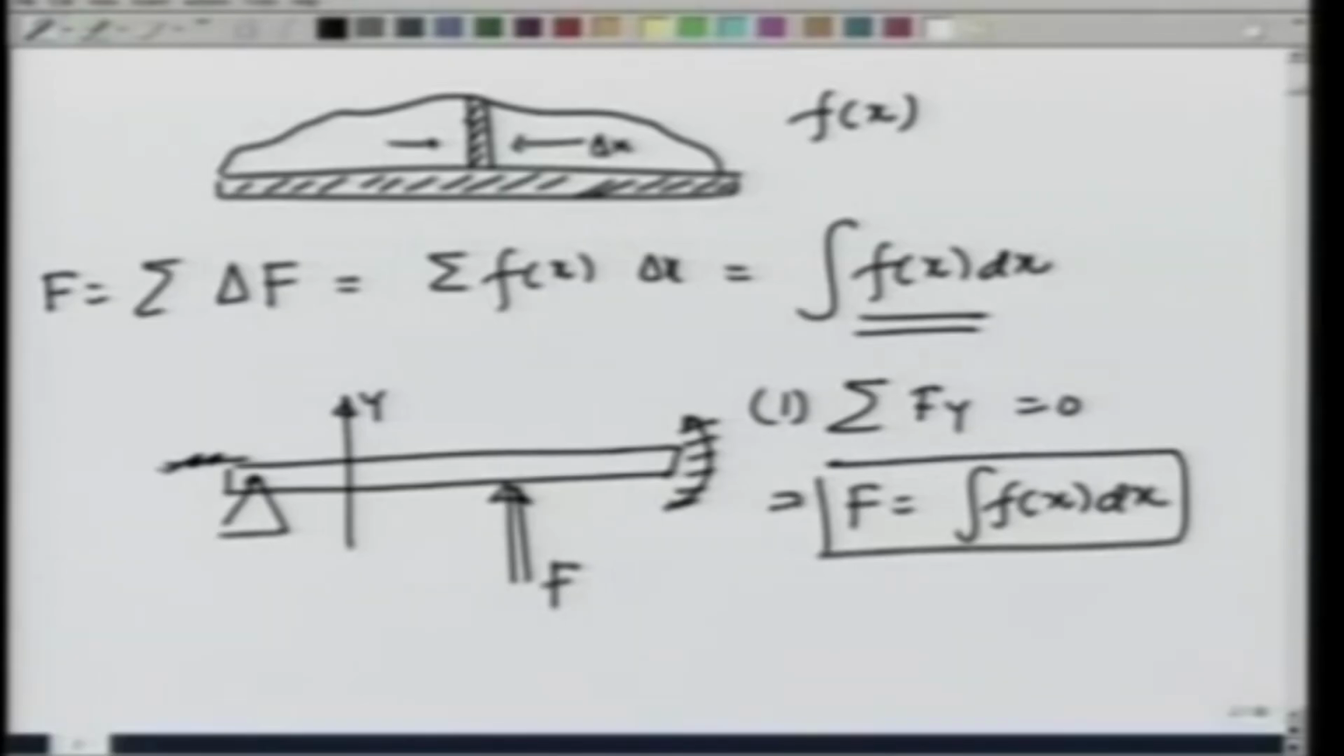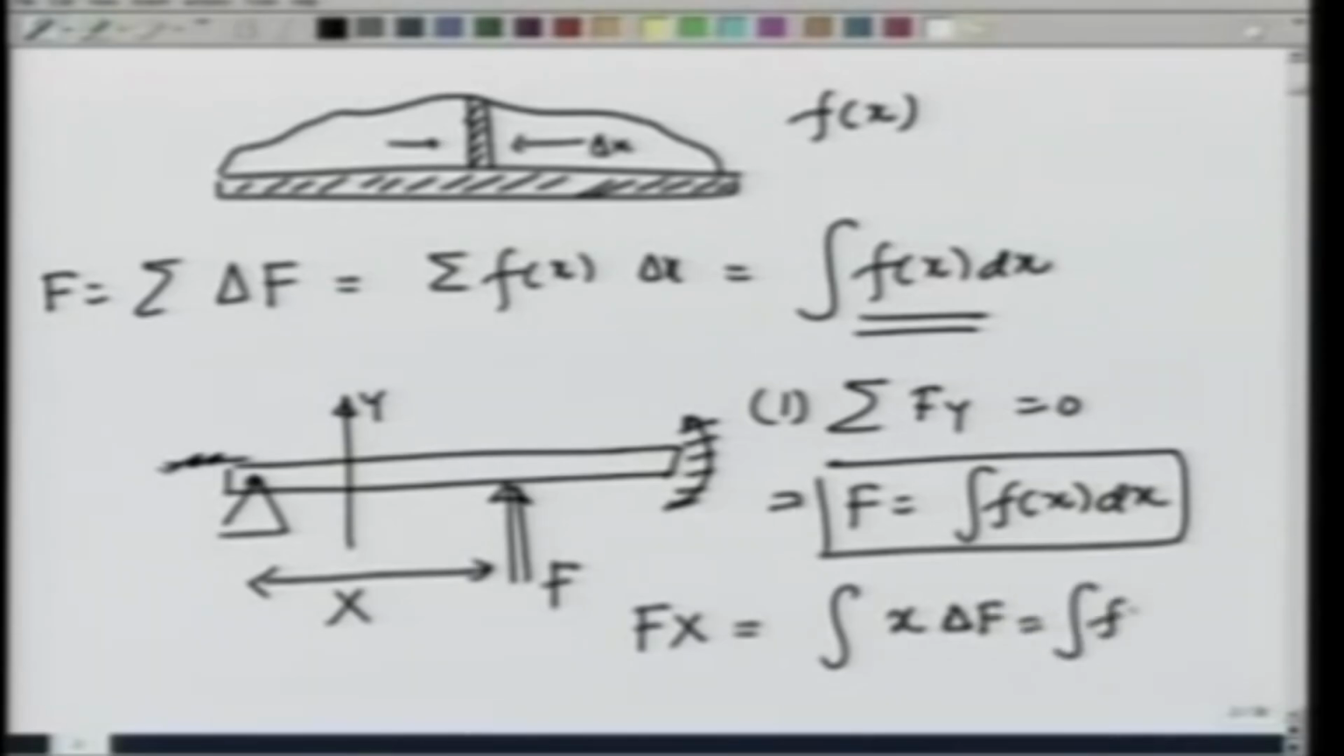The second equilibrium condition is that the torque about this pin joint vanish, and that requires that the distance of the force that I am applying, call this x, be such that it nullifies the torque generated by this force f x. So, F times x should be equal to summation x delta f, which is nothing but integration x f x dx.